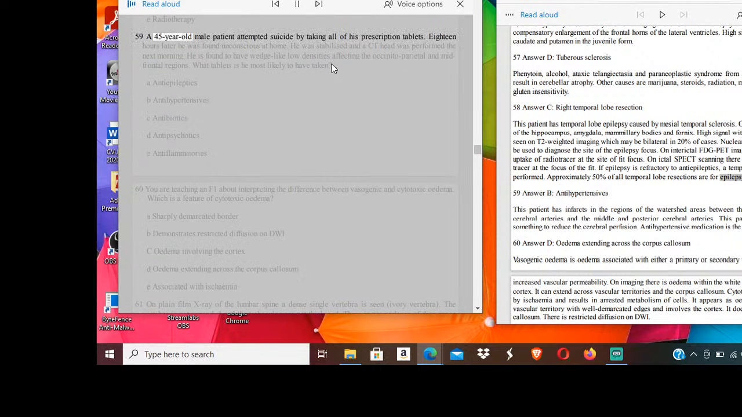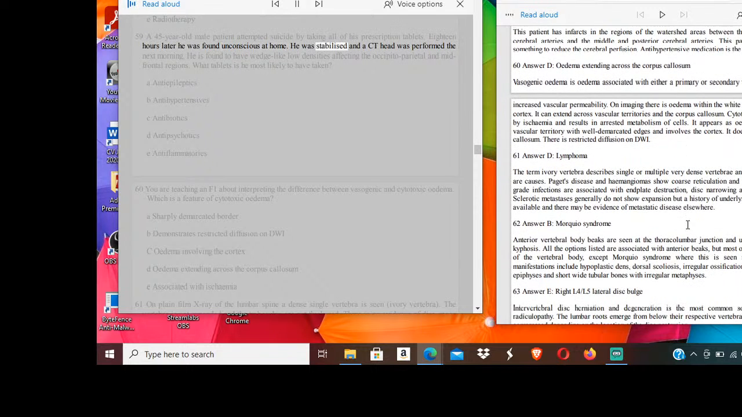59. A 45-year-old male patient attempted suicide by taking all of his prescription tablets. 18 hours later he was found unconscious at home. He was stabilized and a CT head was performed the next morning. He is found to have wedge-like low densities affecting the occipitoparietal and midfrontal regions. What tablets is he most likely to have taken?